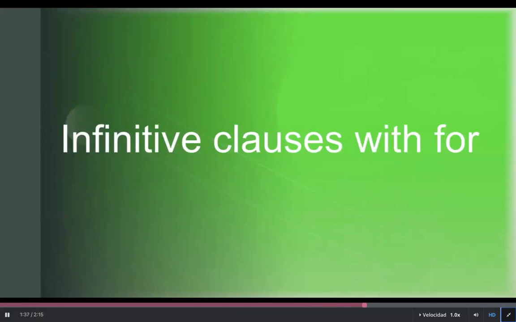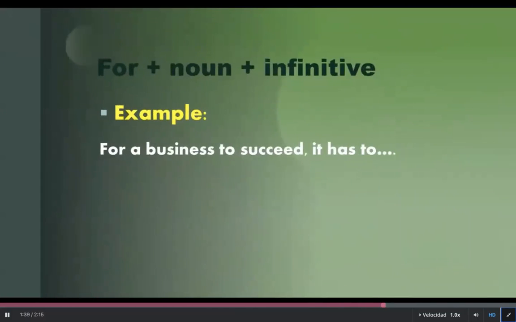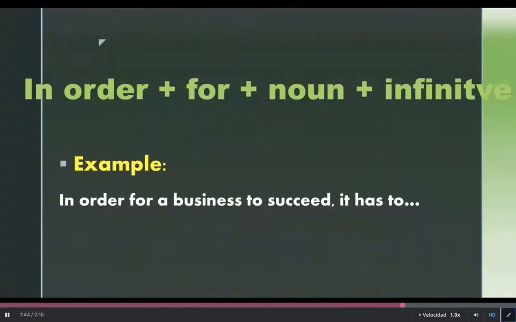The other way to describe purpose is by using infinitive clause with for. For plus noun plus infinitive. For a business to succeed, it has to. Or in order plus for plus noun plus infinitive. In order for a business to succeed, it has to. Again, we may use in order, but it is optional. The structure stays the same if we omit it. Ready? Look at the picture of a coffee shop. For it to stay popular, what three things should be done? Type your suggestions on our discussion box.